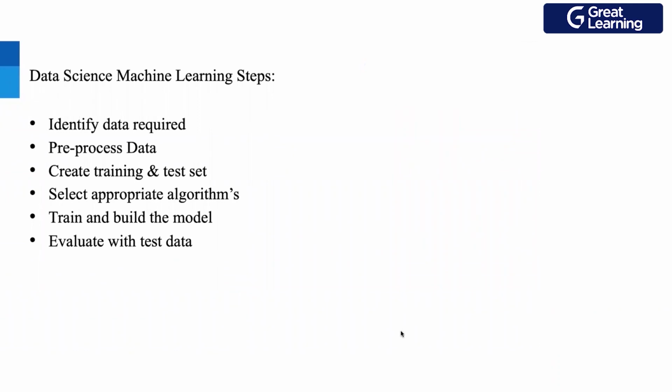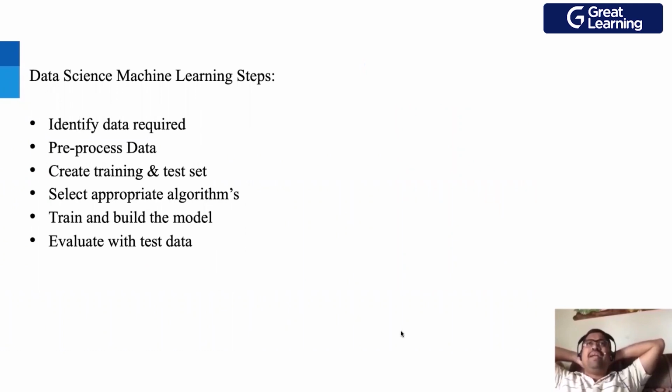Then I think identify the data required. What data do I need to solve this problem? Do I have all the relevant data? Guys, this looks very simple, but identifying the data required is one of the very, very important steps, because more often than not, we end up playing with the data that we have rather than looking at whether this data makes sense for solving the problem at hand, whether I have more data than required, or whether I am missing any data that is mandatory to solve this problem.